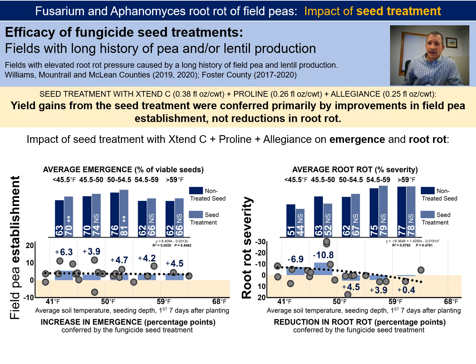Okay, and for root rot severity, we saw again the greatest reduction in root rot severity in the really cool soils where conditions were most favorable for Rhizoctonia. Not surprising, because again, the seed treatment is going to have the best efficacy against Rhizoctonia root rot versus Fusarium in terms of making a visual reduction in root rot severity.